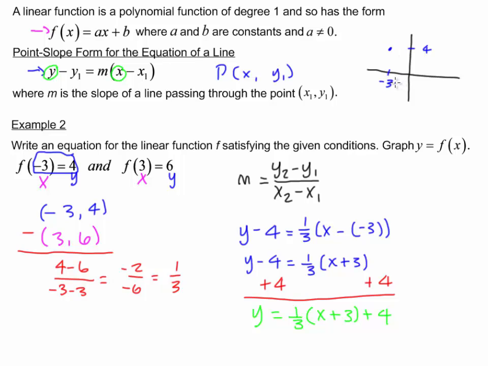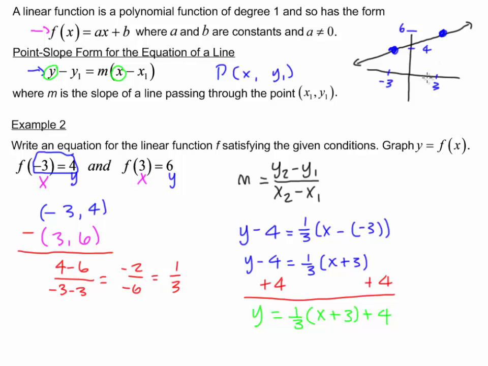Don't you mean up 1, over 3? Yeah. So you could just plot the other point, 3, 6, and draw the line that goes between them. I'm going to connect those with a straight line. Straight-ish. There it is, right through the points. Perfect.